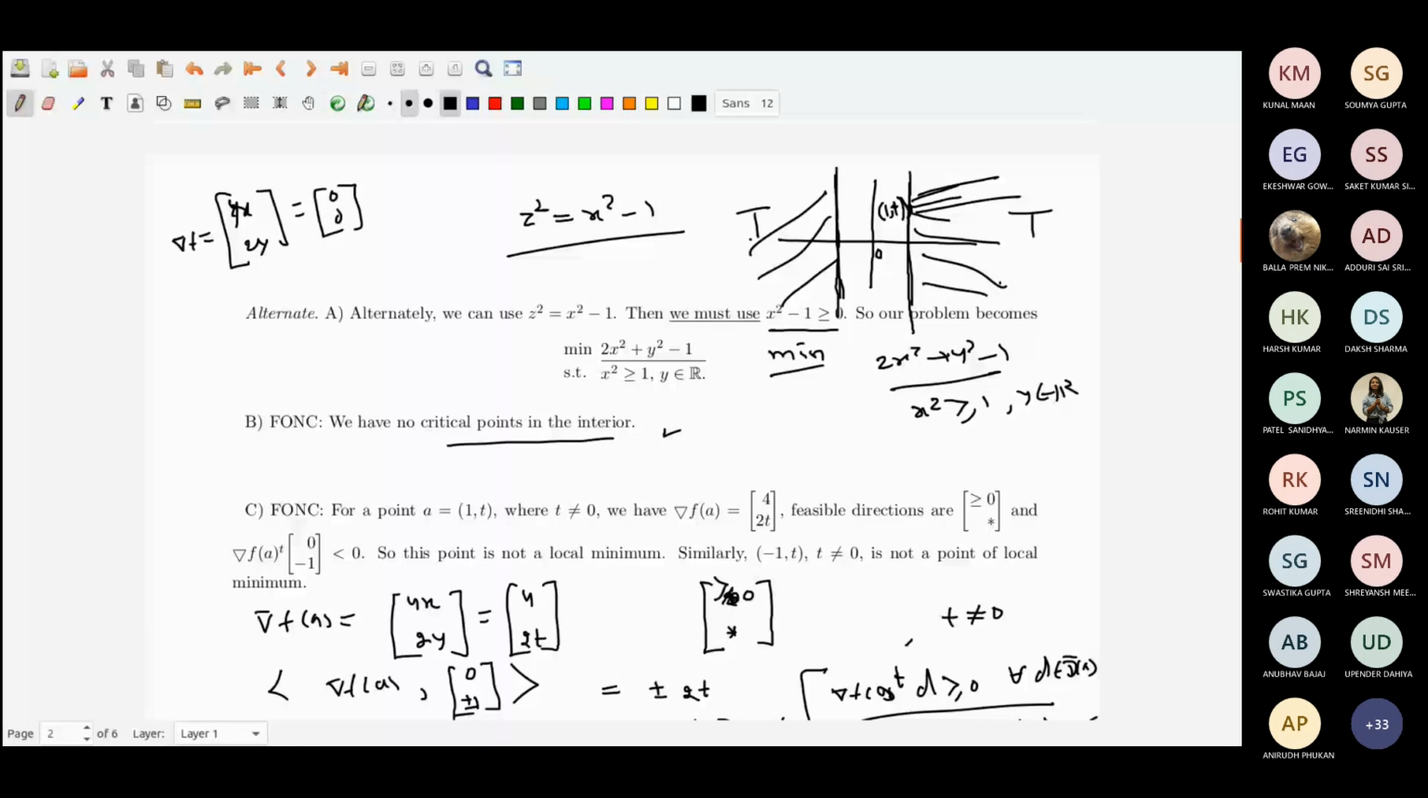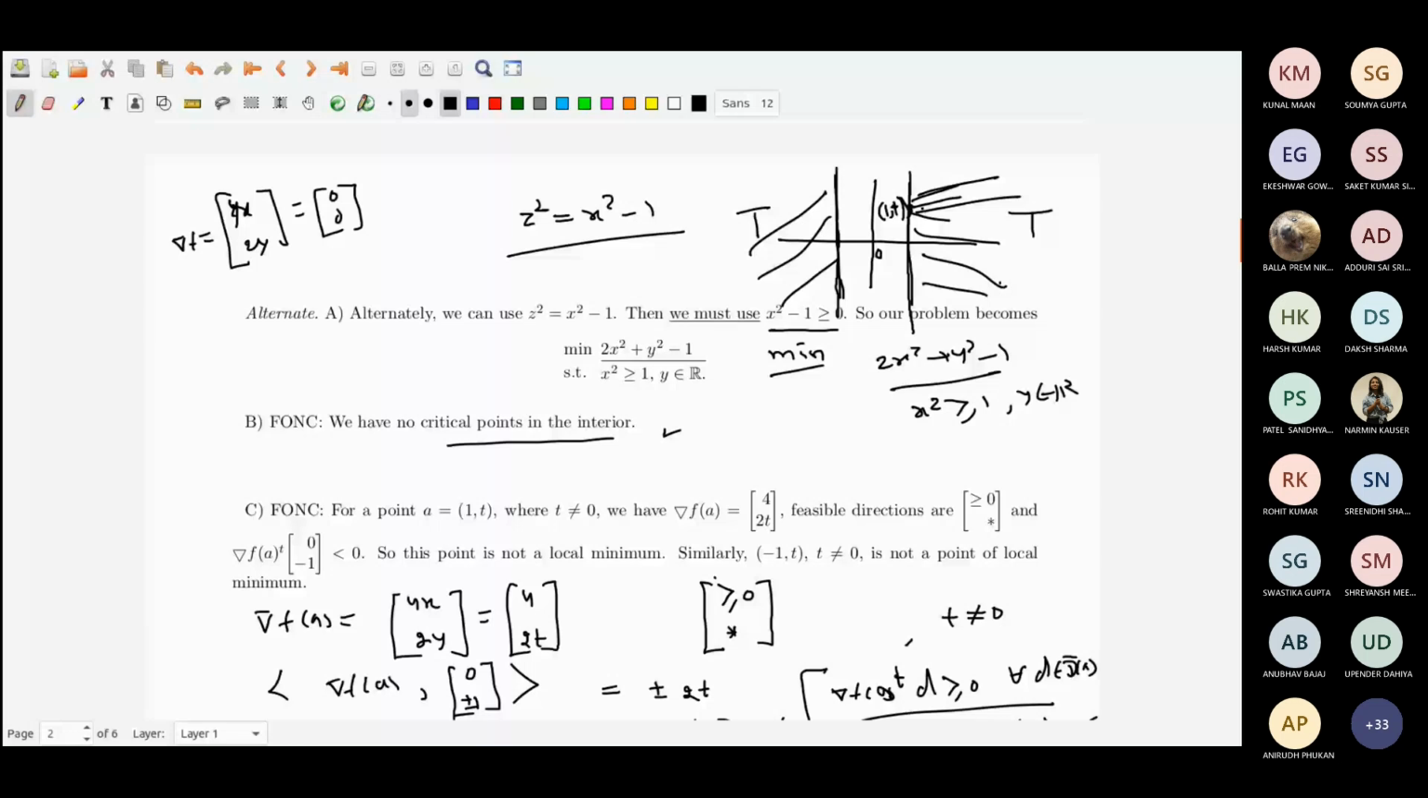The middle part is not the feasible part. If the middle part was feasible, then x less than or equal to 0 would be fine. Otherwise, this is greater than or equal to 0. The directions available here are greater than or equal to 0, not less than or equal to 0, because from 1 comma t, if you want to go in a direction, the x coordinate must be greater than or equal to 0. The y coordinate can be anything.